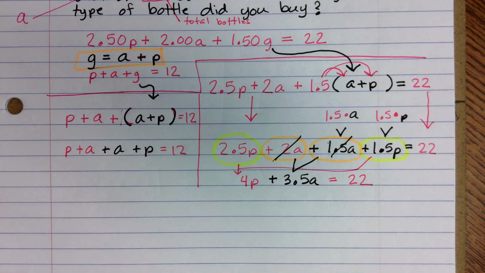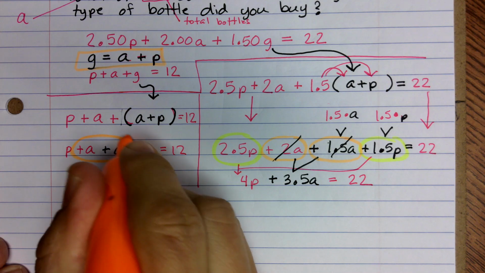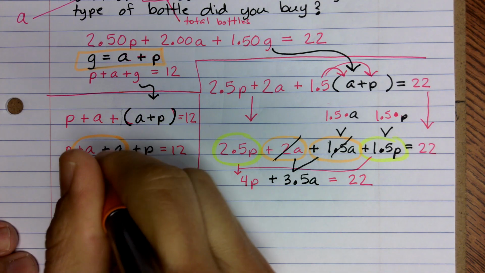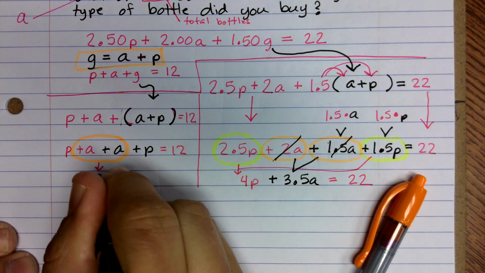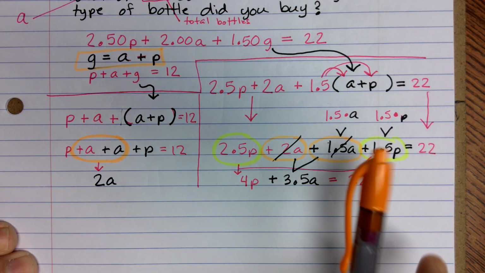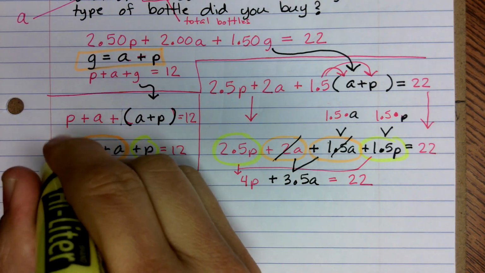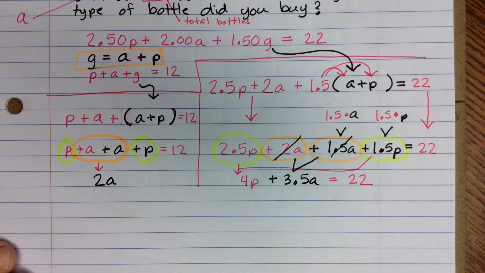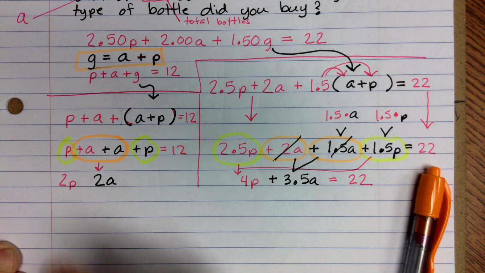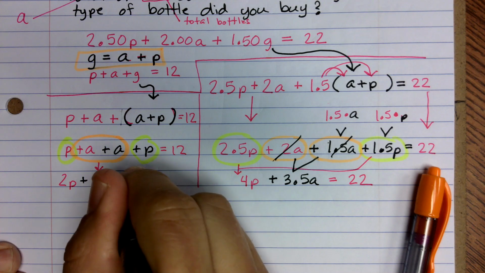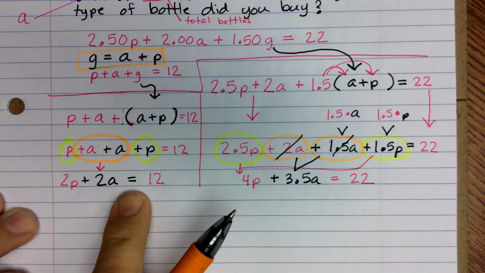Now what I'm going to do is I'm going to go ahead and just circle what I'm going to combine. I'm going to go ahead and combine my two A's. And notice I have two A's there, so that becomes simply 2A. And then I'm going to combine the P's. So we have one right here, so that's 2. So we have 2P. And this is all equal to 12. So there's my second equation.